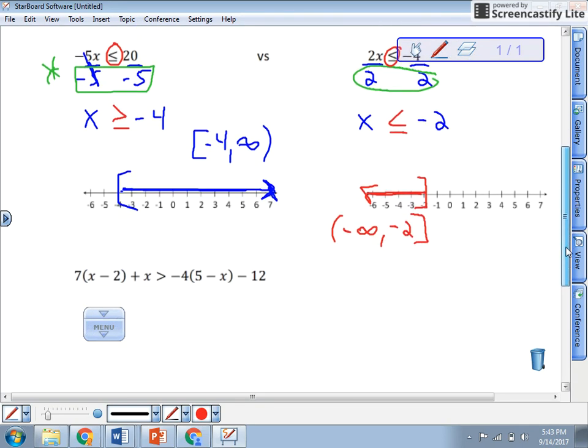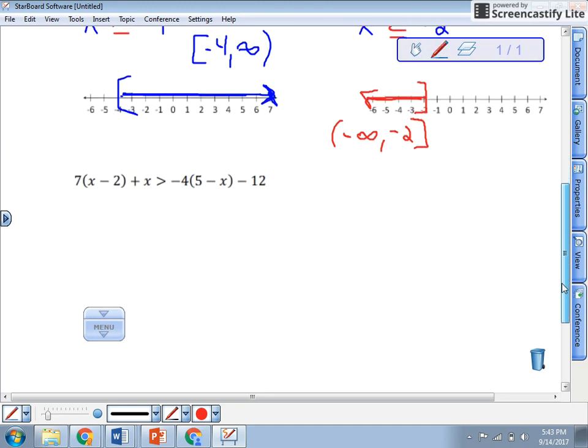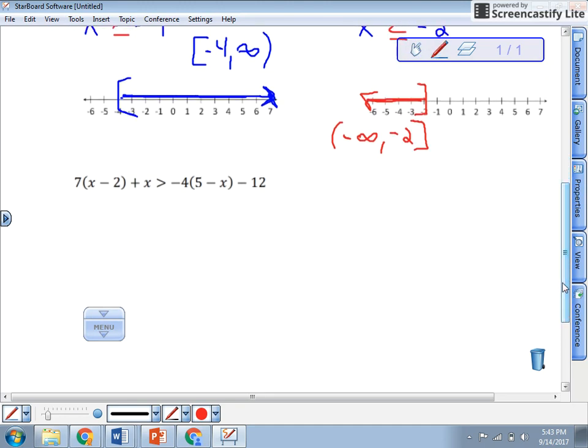One last quick example, a multi-step inequality. It's the same as our equations that we've talked about. Distribute, combine like terms, opposite operations, and then be careful if we have to switch the sign at the end. So here it is. Distribute: 7x minus 14 plus x greater than, distribute, -20, and negative times a negative is plus 4x, and that's -12.